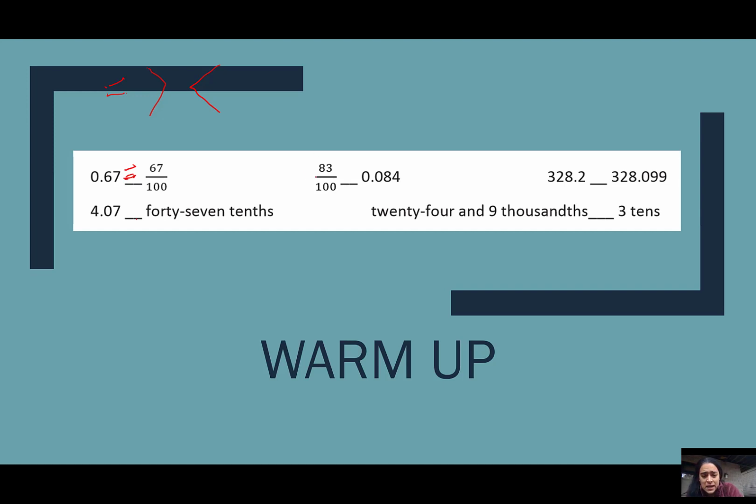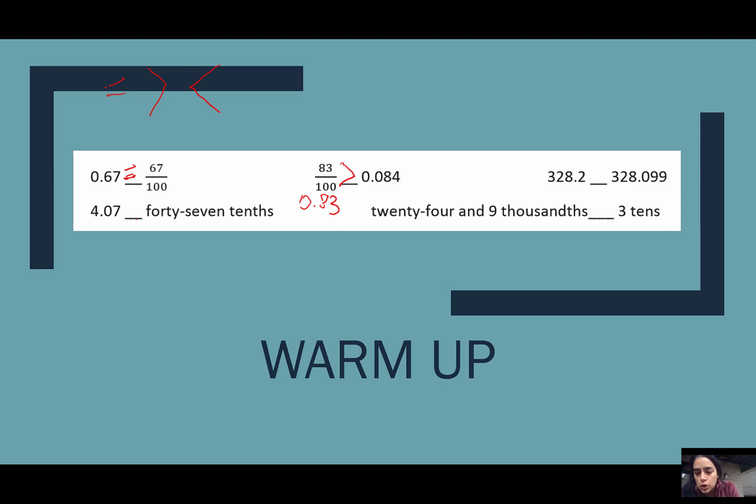This one, 83 hundredths or 84 thousandths. Now, if I wrote this as a decimal, it would look like this. So you could clearly see that this number has an 8 in the tenths place, but this has a 0 in the tenths place, in which case 83 hundredths is larger or greater.